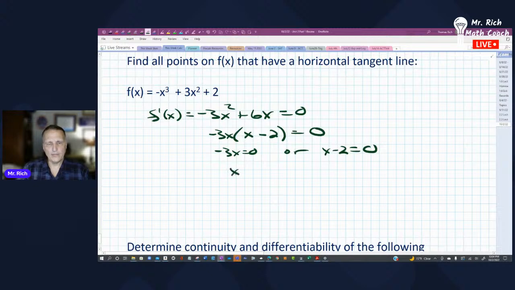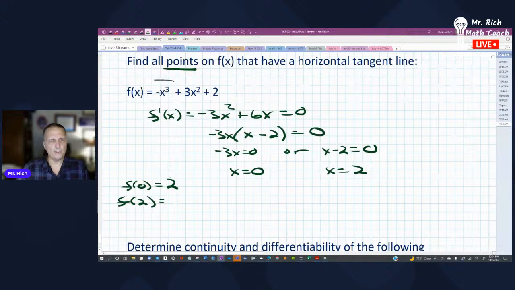And I get my two solutions here, at x equals 0 and x equals 2. So those are the x locations on the function where I should have horizontal tangent lines. Now this says find the points, right? So what I want to do is I do need to find f of 0, which is 2. And I do need to find f of 2, right? I'm using my original function up here.